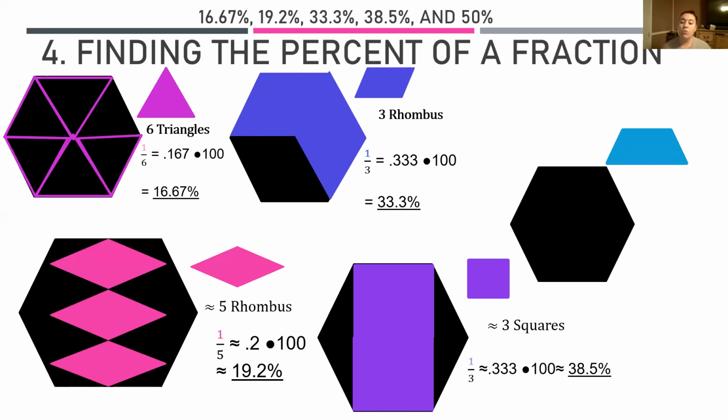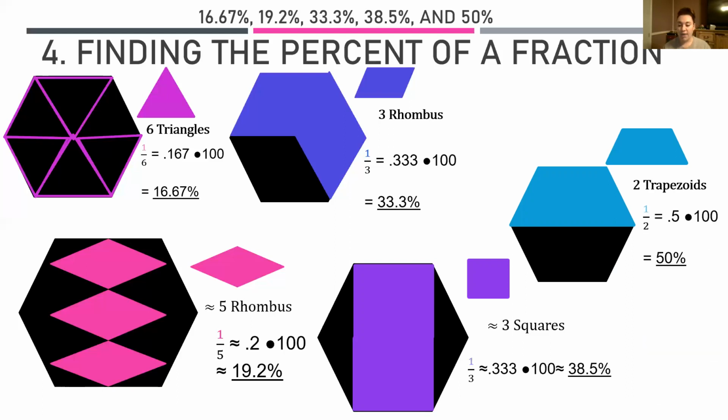Okay, so now we have a trapezoid. How many trapezoids will fit inside this hexagon? So one trapezoid takes up half of a hexagon. So if we had 2 trapezoids, then it would make a whole. So 1 is half. So 1/2, 1 divided by 2 equals 0.5 times 100. When you multiply it by 100, you get 50%. So one trapezoid is 50% of a whole hexagon.